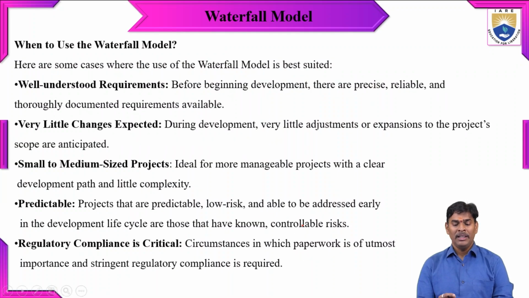So the next one is when we are going to use this waterfall model. We need well-understood requirements. First, in the initial stage only, they identify whether precise, reliable and thoroughly documented requirements are available. During this stage, the project manager, the team members and different experts will be sitting together, and the stakeholders have to be present. We are going to discuss the main problem statement of the project, and in the initial stage only, they are going to check the precision and reliability of the different types of requirements.